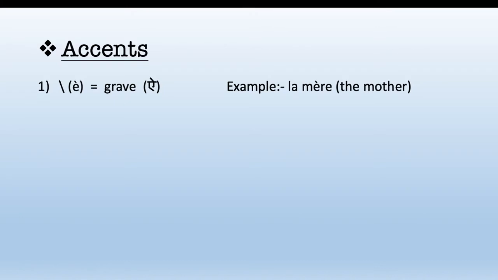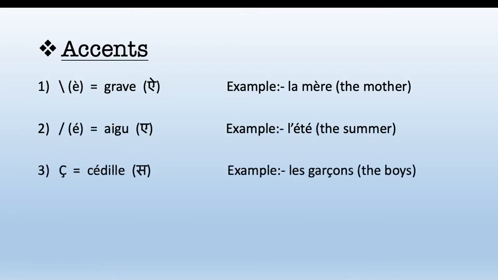The first one is accent grave. Here the little dash on the E goes from right up to the left. It sounds as è. As an example, you can see la mère, the mother.